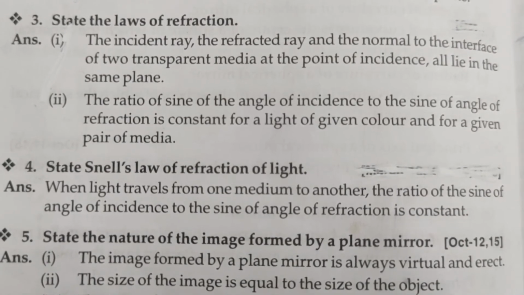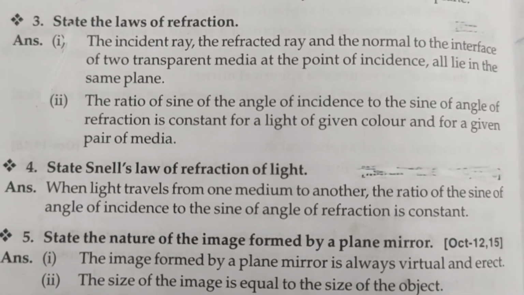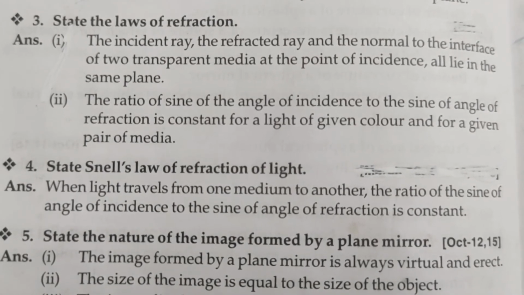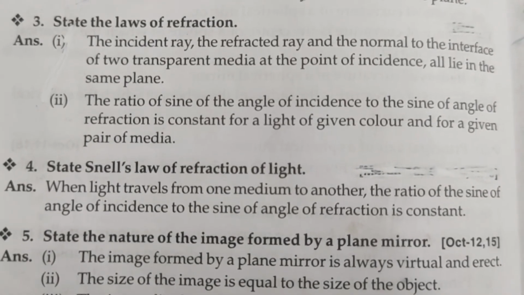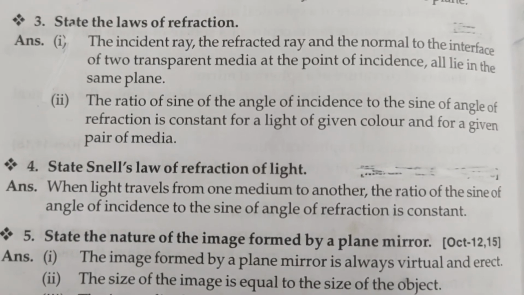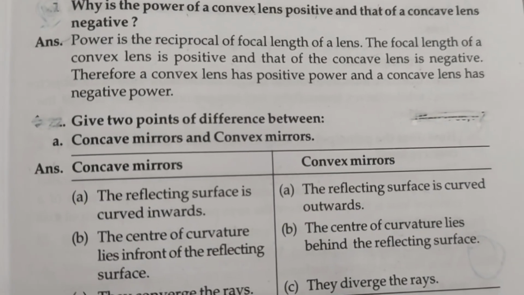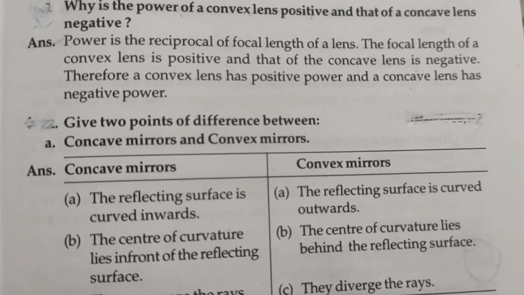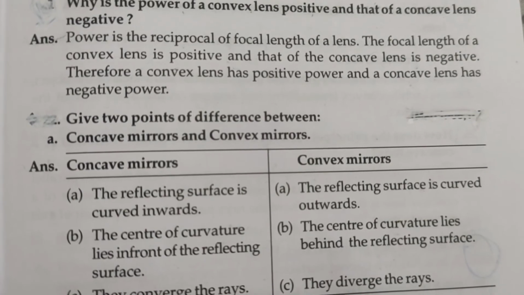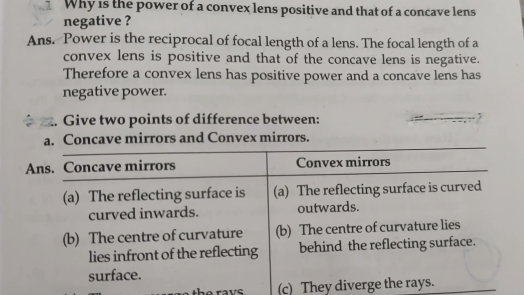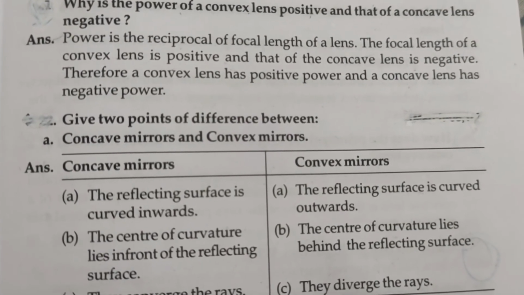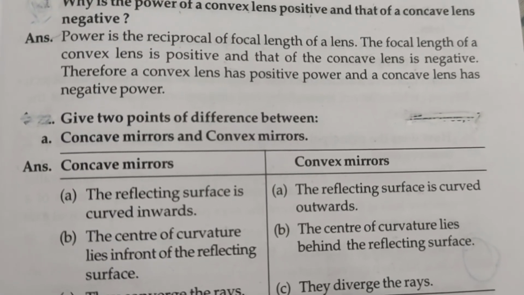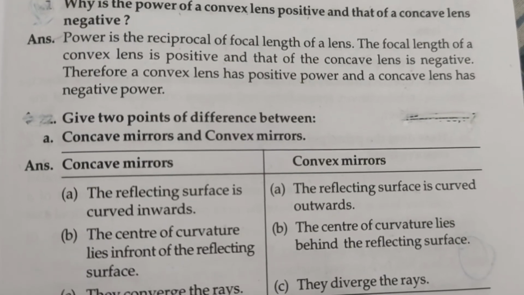State the nature of the image formed by a plane mirror. The image formed by a plane mirror is always virtual and erect. The size of the image is equal to the size of the object. Why is the power of a convex lens positive and that of a concave lens negative? Power is the reciprocal of the focal length of a lens. The focal length of a convex lens is positive and that of a concave lens is negative. Therefore, a convex lens has positive power and a concave lens has negative power.